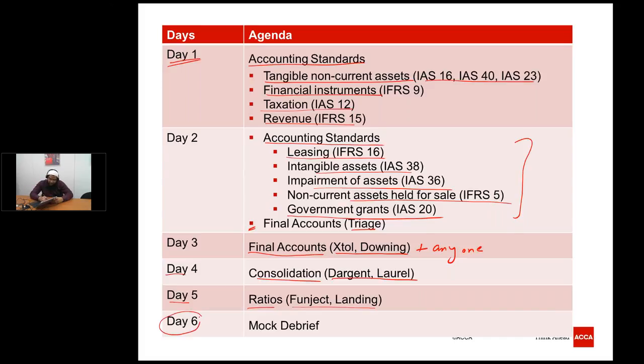And day number six is going to be a mock debrief session. You people are going to receive a mock exam, and then that mock exam will be discussed in day number six. So this is the entire plan of action that we are going to cover in today's session. If you people have any question, you can ask. Just give me a second, please.